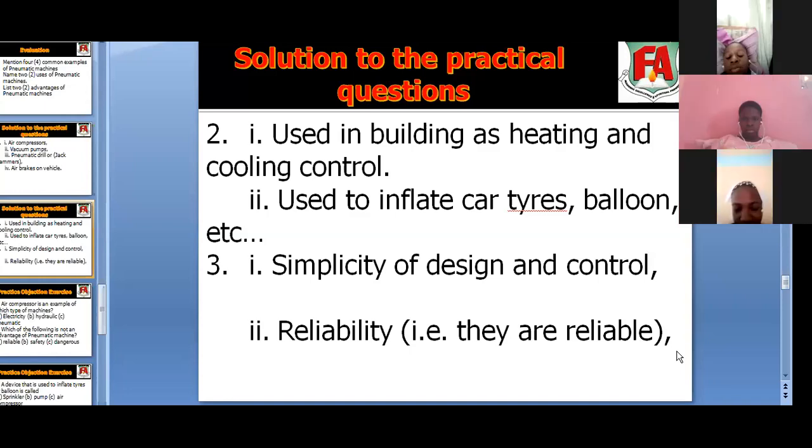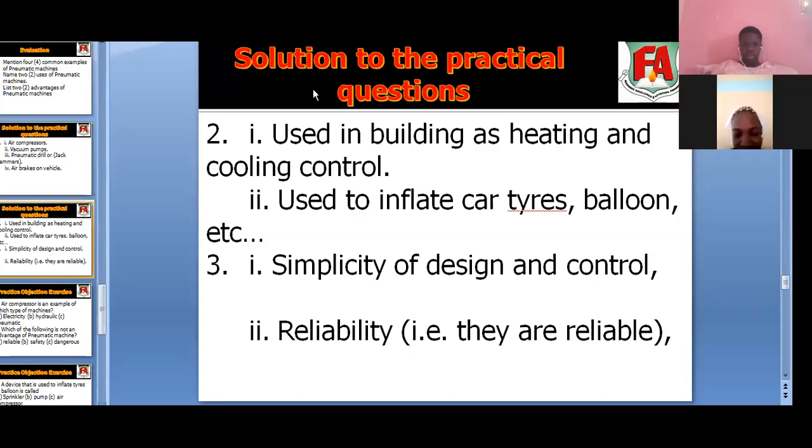Possible answers to question number 3: simplicity of design and control, reliability, that is, they are reliable, and safety is also there. Exactly. All of these are the possible answers to all the questions. Is that clear?